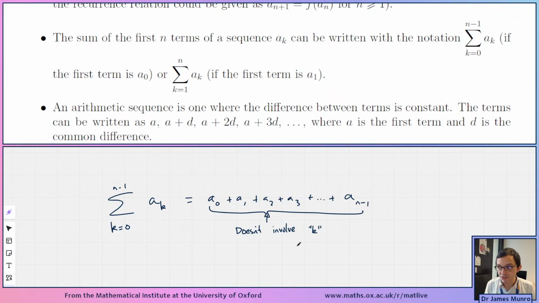If it's your choice, then make sure you're consistent with yourself. If it says sum the first 3 terms and you decide to call them A0, A1 and A2, then remember that you did that. Okay.